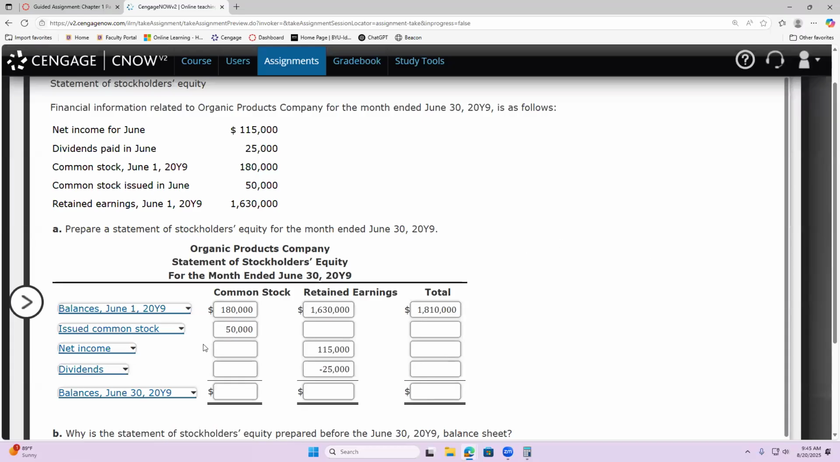All right. So now all I'm going to do is total these rows across. So my issued common stock total is 50,000. My net income, 115. My dividends, negative 25. And now I'll total my columns. So my common stock was 180. We issued another 50,000. So now our new balance is 230,000.